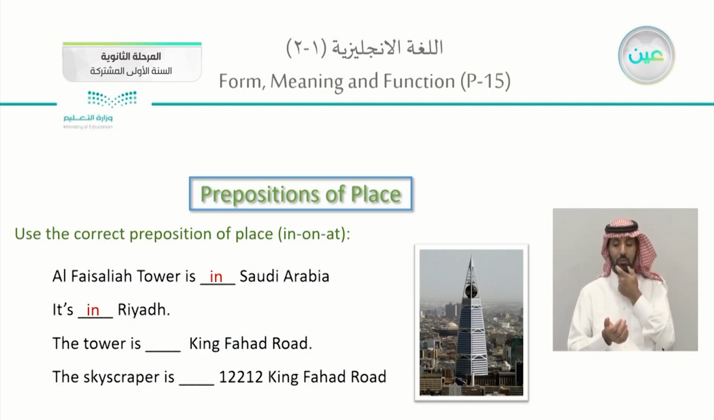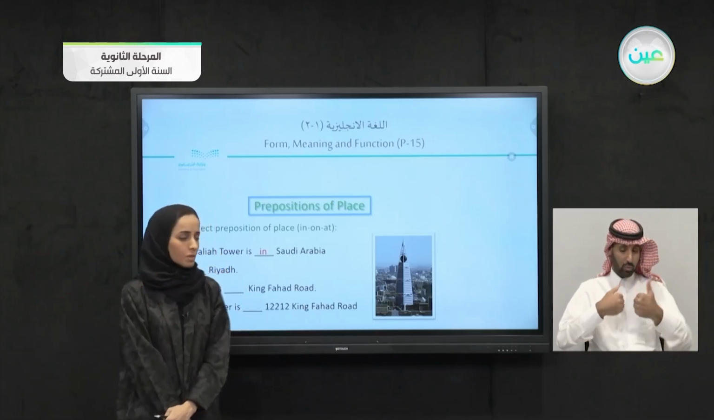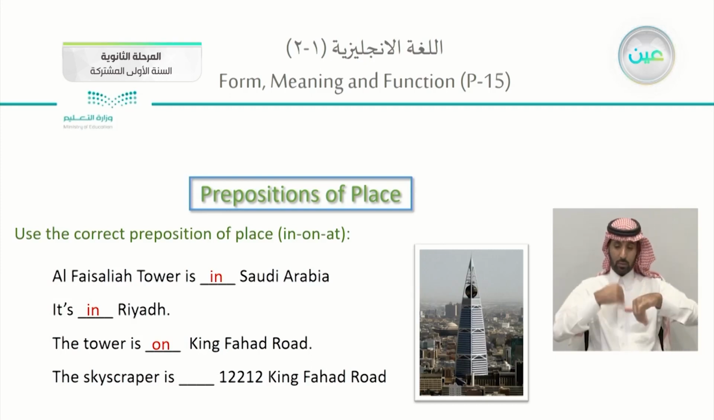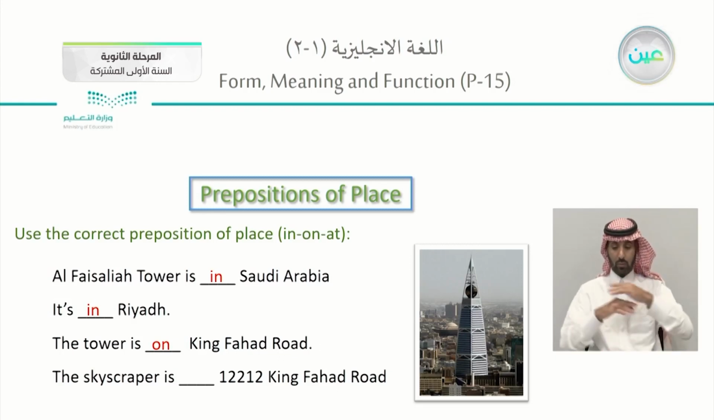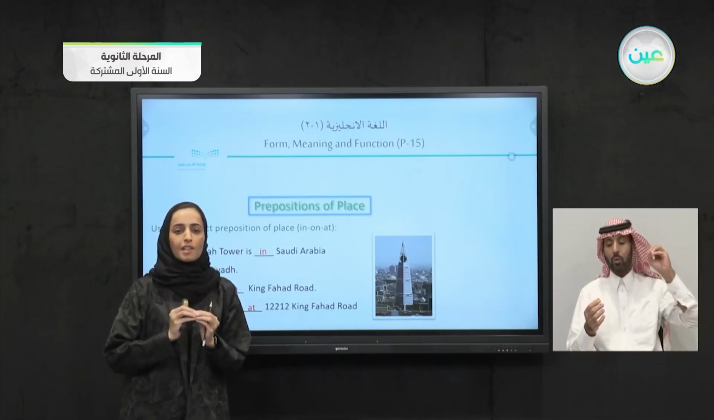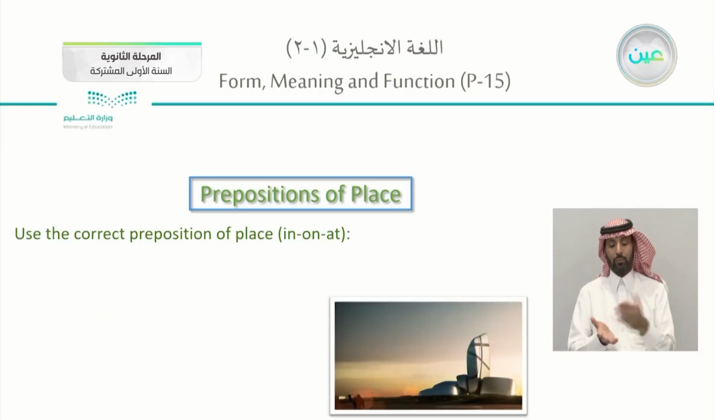The tower is on King Fahd Road. So we're having smaller than a city. So we will say it's actually on King Fahd Road. The exact location that we've got here, the skyscraper is at 12212 King Fahd Road. This exact location we will use at. So for a country or a city, you will use in, smaller, on, and the exact location you will use at.